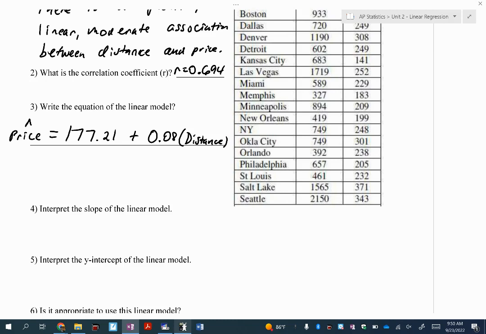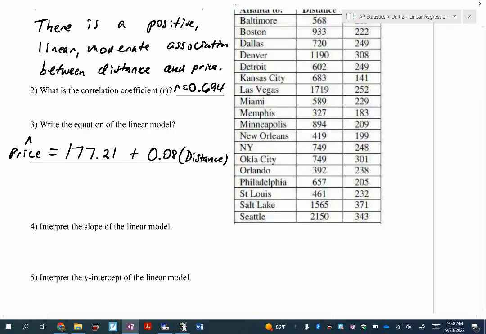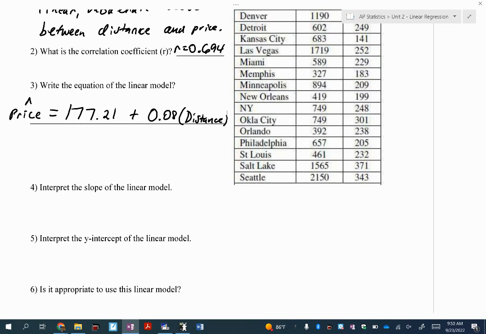All right, so let's think about it in this context. What is my x? Distance. So what would be an increase of 1 in distance? Doesn't say. Let's assume 1, what do you think for the unit? Probably 1 mile, right? So each mile that we have to fly, what am I expecting to happen to the price? To go up by 8 cents. You could say $0.08. That's fine, but I'm going to say 8 cents.